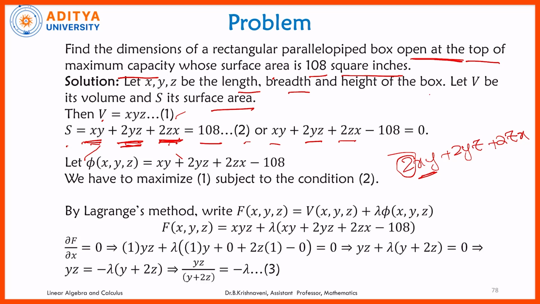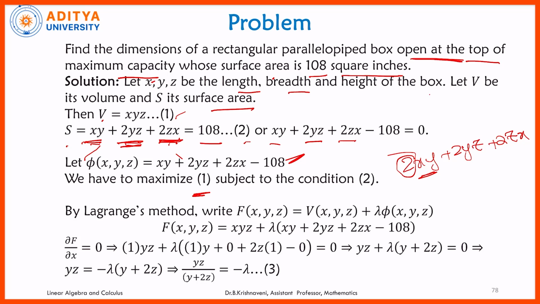Now we need the dimensions for which it is having maximum capacity. So hence the volume should be maximum. Hence we have to maximize one, that is volume, subject to the condition two, that is surface area. Now find out the Lagrange's equation, that is our Lagrange's method.